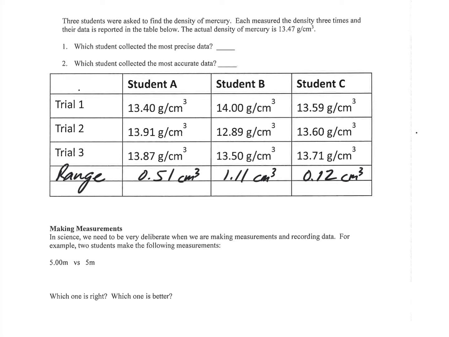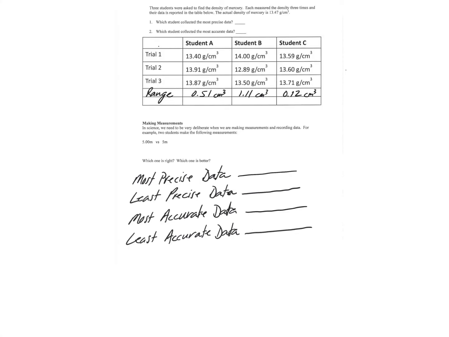I'm looking at these ranges. I'm finding that the range for student C is the smallest range. So student C's data is the most precise. Okay, so who had the most precise data? Student C. Who had the least precise data? Student B.